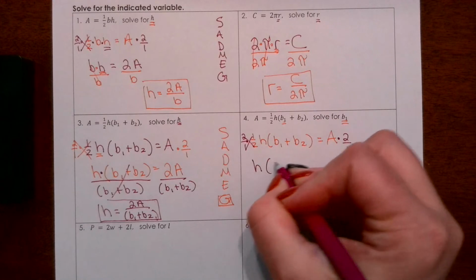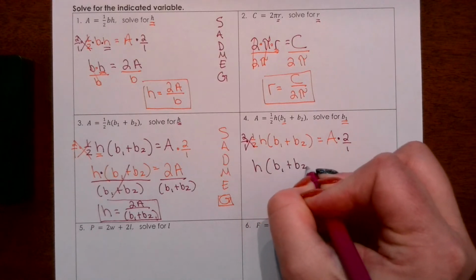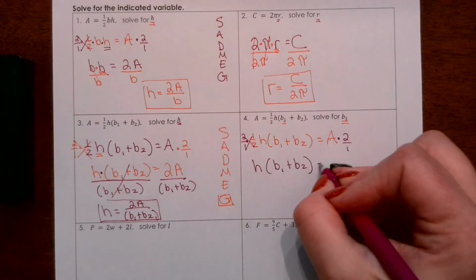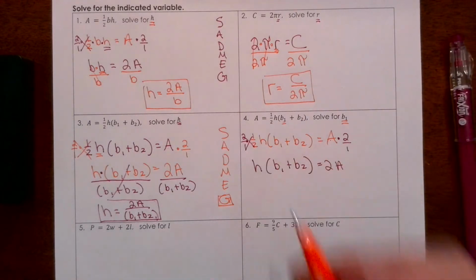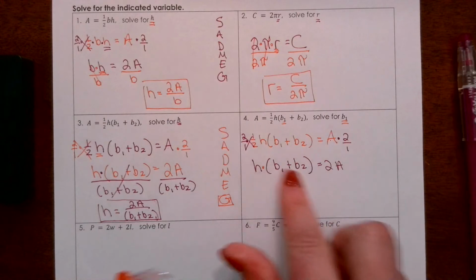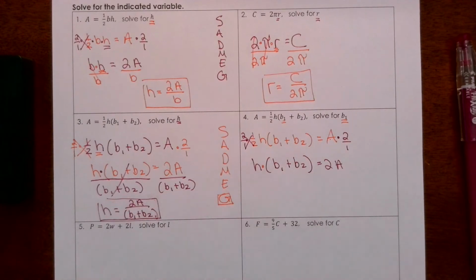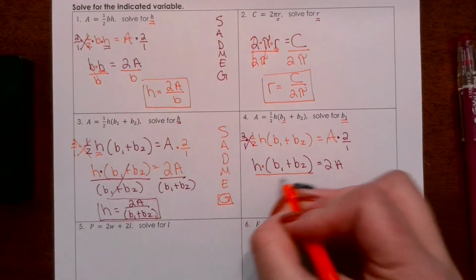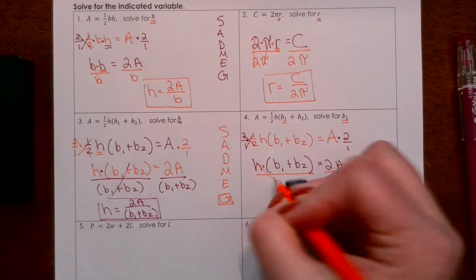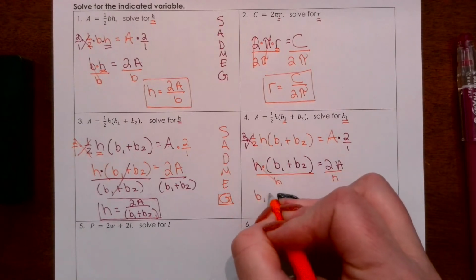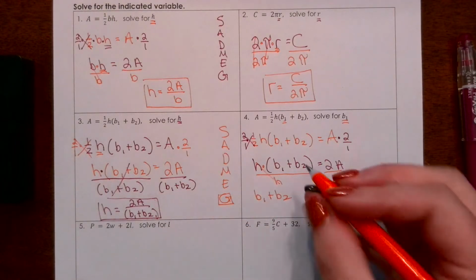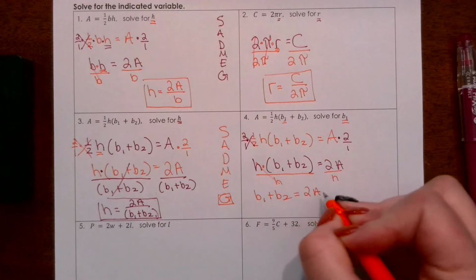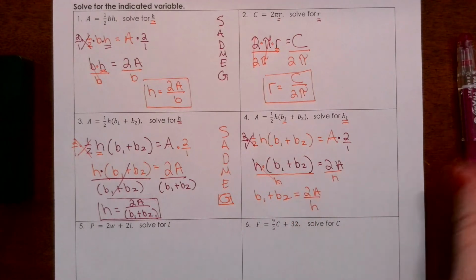So I have height times base 1 plus base 2 equals 2 times a, or 2a. I now have this height over here with multiplication. Again, I can't get rid of the parentheses until I get rid of everything else. I'm going to divide both sides by the height. So I have base 1 plus base 2. Because I've removed everything else, nothing else but base 1 and base 2, I can take away the parentheses. Equals 2 times the area over the height.